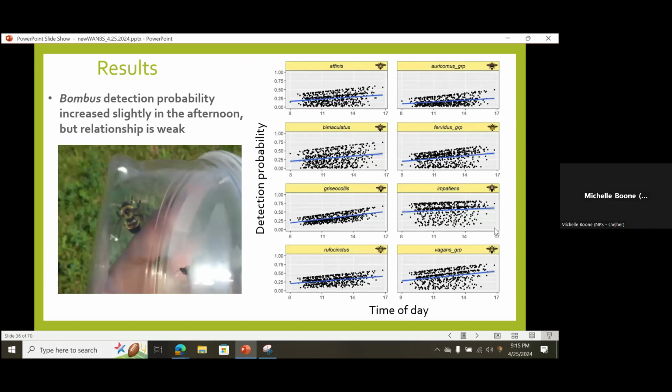Here's what detectability looks like for time of day. On our x-axis, we have time of day between 8 and 4:30, and then we have detection probability between 0 and 1 on the y-axis. You can see that detection increased ever so slightly as you got later in the day, but the relationship is weak. So really, I would say there's no pattern here, nothing too discernible.